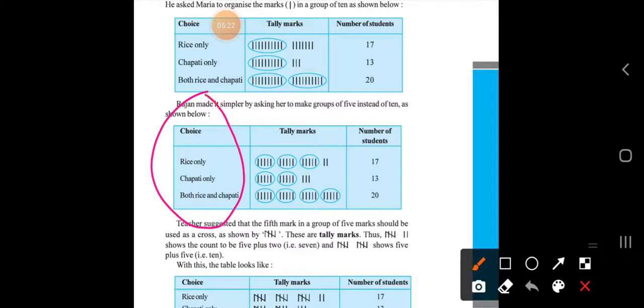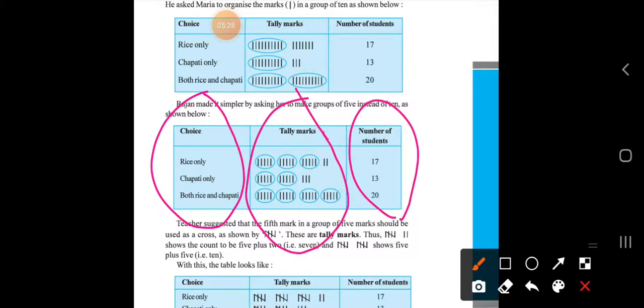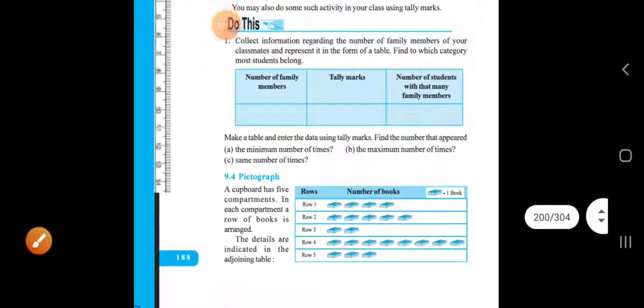You have to write the data here, then according to the number of students or number of frequencies, you have to show the tally marks. Okay, this chapter is very easy.